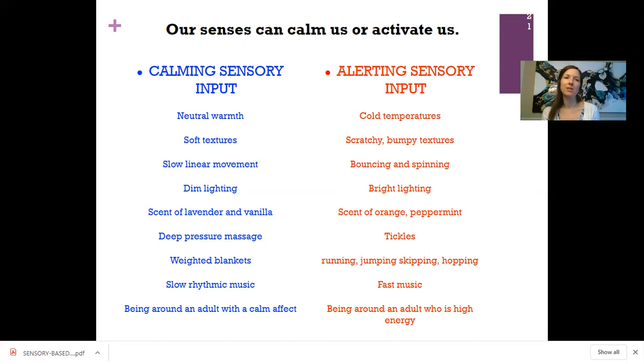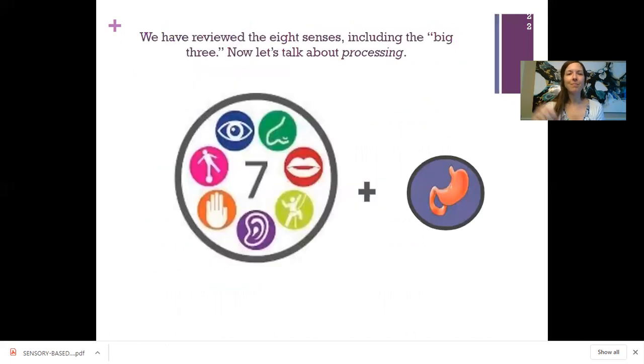And then also something to keep in mind is that the adult's affect can jive with the kid's sensory system and help them with calming. An adult who is high energy, like a dog and pony show, look how exciting everything is, that can also be alerting for a child. So really, when you're working with a child, you're using your therapeutic use of self to help a child's sensory system.